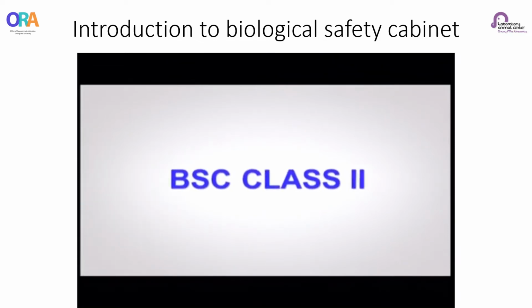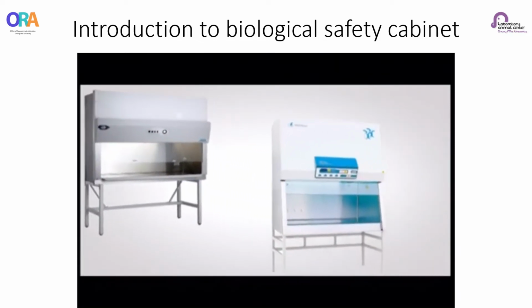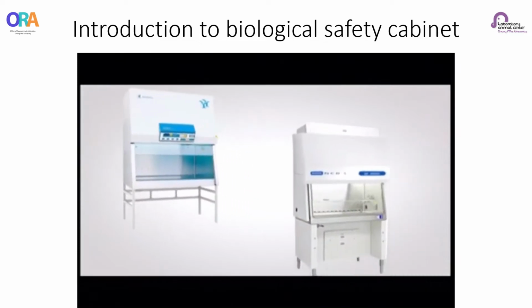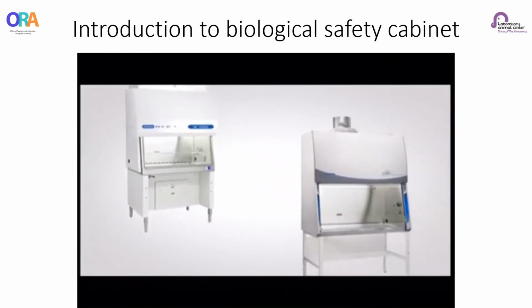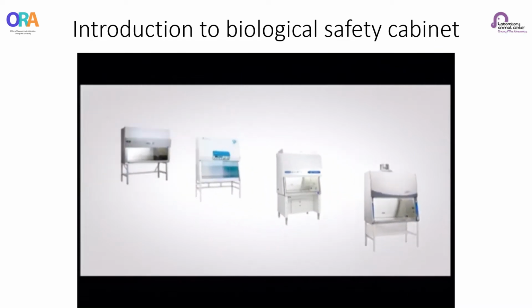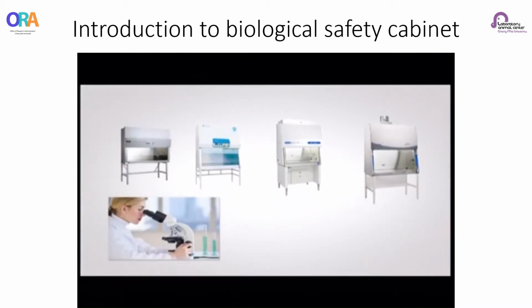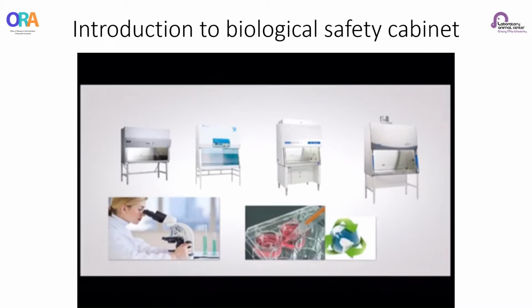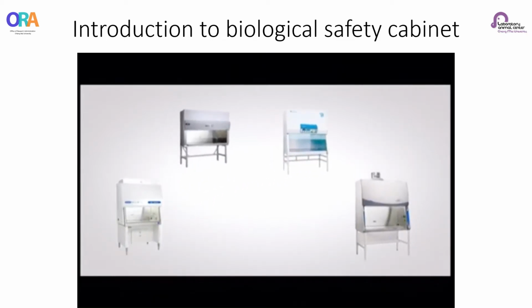Class 2. The BSC Class 2 cabinet is the most commonly used for working with biological materials because it can provide all three types of protection: personnel, product, and environmental. BSC Class 2s are classified into four subtypes: A1, A2, B1, and B2.